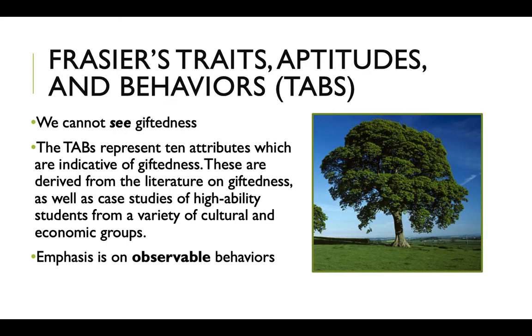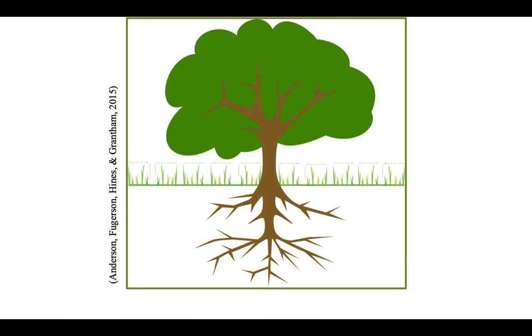So the TABs represent 10 different characteristics or attributes which are indicative of giftedness. And I want you to think of those attributes as the roots of this tree, and what we look for are the branches. We look for the behaviors that indicate the roots. And the reason I love this is we can look for those observable behaviors and how they may manifest in both positive and negative manners.